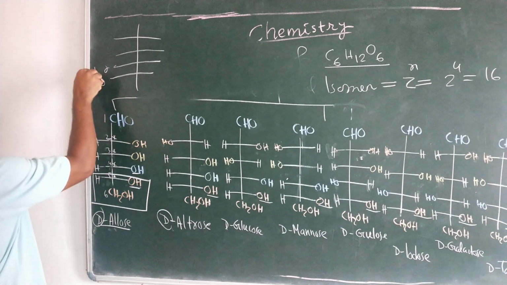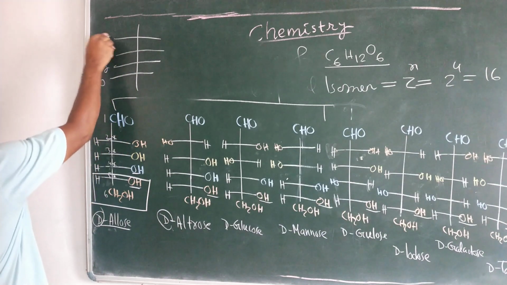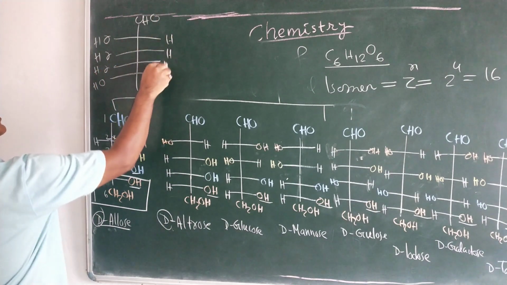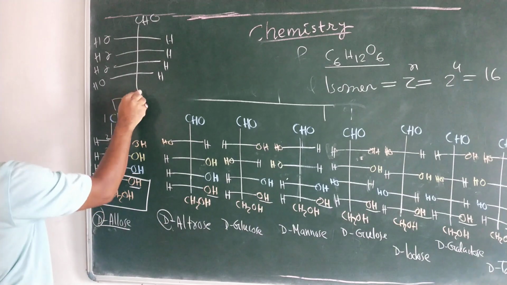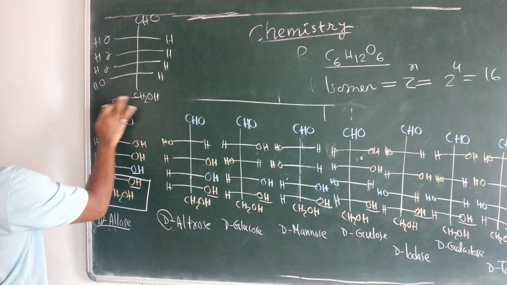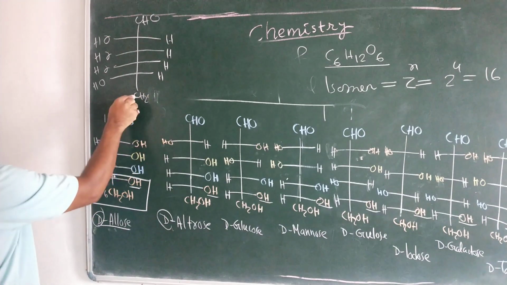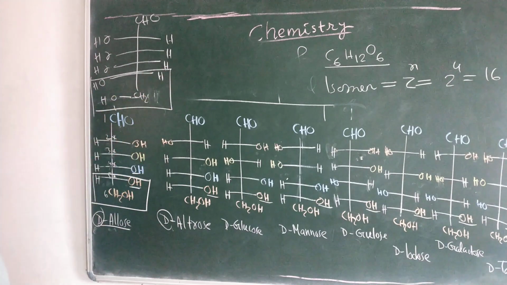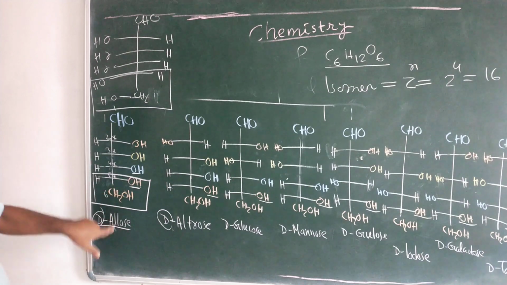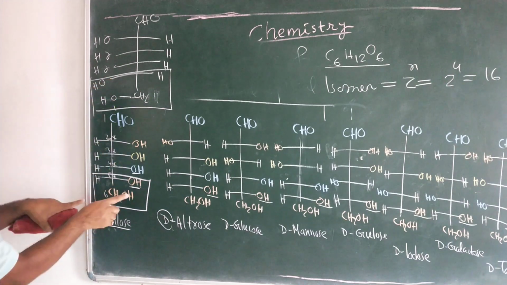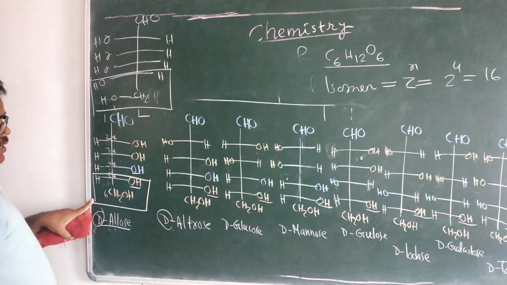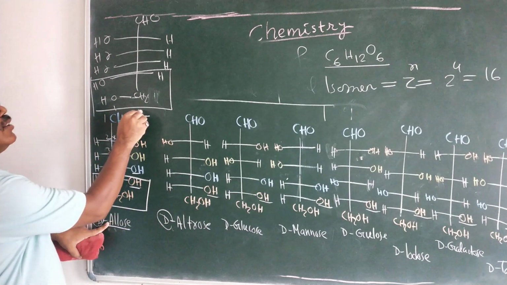OH group, CHO, H, CH2OH. Or I can write the OH group on this side also, there is no problem for that. This is the mirror image. The mirror image of D allose is this. This configuration is called D configuration. The mirror image configuration is called L configuration. Therefore, for D allose, I will get L allose.